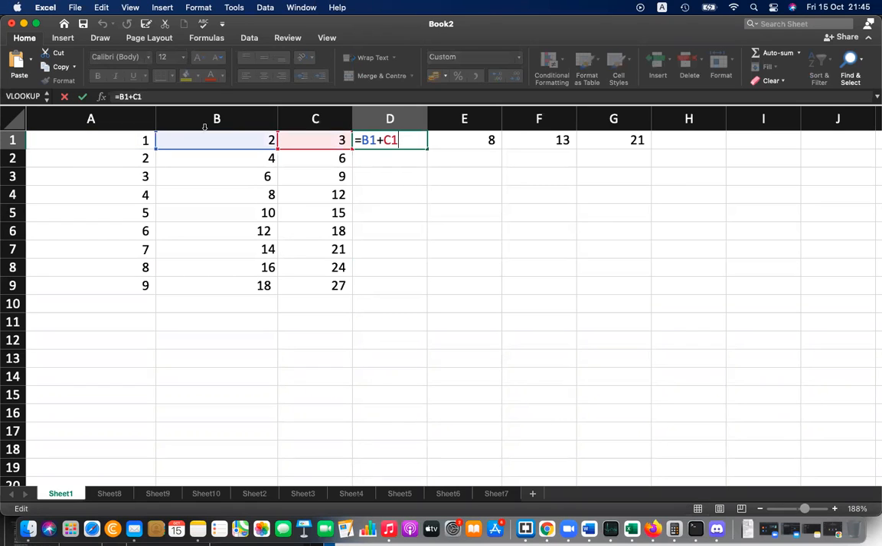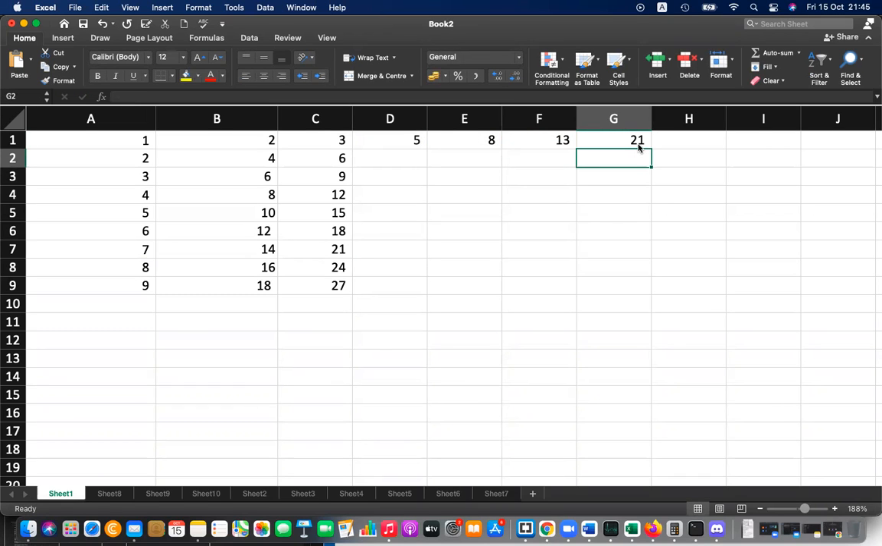Here it should be B1 C1. Here it should be C1 D1. Here it should be D1 E1. And here it should be E1 F1. That is the normal case. That is in the normal case, right?